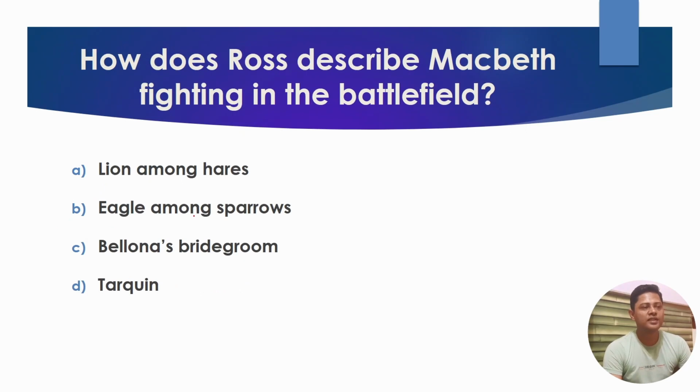The next question is, how does Ross describe Macbeth fighting in the battlefield? Lion among hares, eagle among sparrows. These descriptions are given by the bloody sergeant. Ross describes Macbeth as Bellona's bridegroom. Bellona is wife of Mars, the god of war. So in this way, Ross describes Macbeth as the god of war.